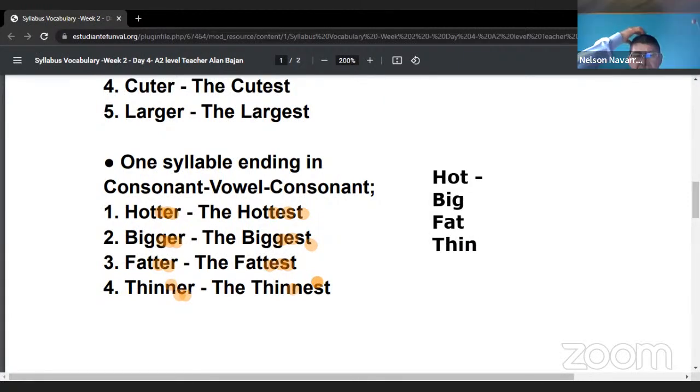Only duplicate the last consonant. Yes, only the last consonant and add the rest of the story: ER if it's comparative or EST if it's superlative.